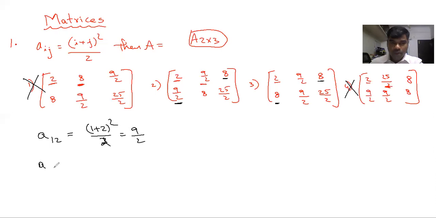A21, if you calculate, is 2 plus 1 the whole square by 2, which is 9 by 2. But in this option, it is not 9 by 2, so it is the wrong option. Basically in this method, we are identifying the wrong options. We are just finding the elements in two places, and whatever options are not matching, we are cancelling. So the answer is the second option. There is no difficulty in it. It's all about the method of elimination.